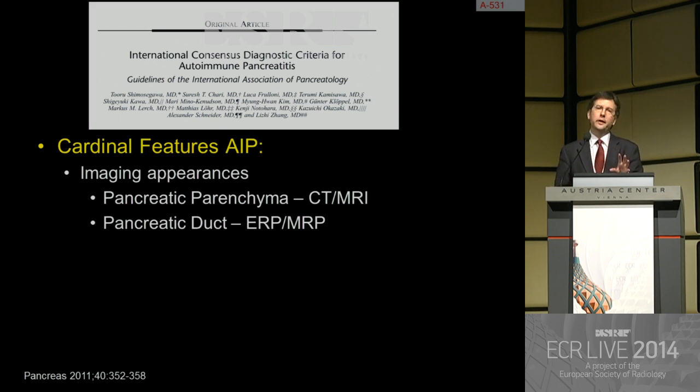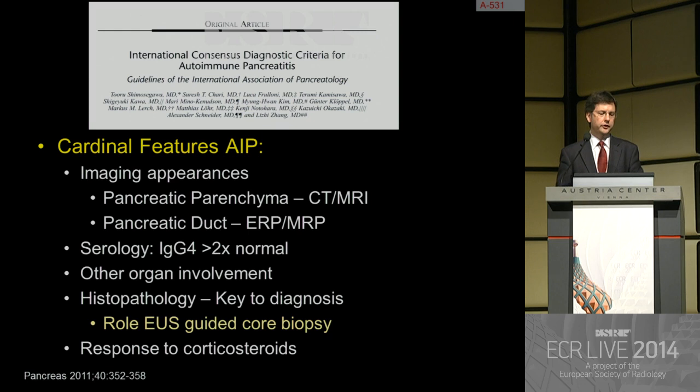But very importantly, it's not in every case that we can use the imaging features in isolation. We have to put this together with other cardinal features. And for that, we're going to use serology, and that's going to be IgG4 levels and whether they're greater than 2 times normal. Other organ involvement, which I said in type 1 disease, IgG4-RD disease, is very common, up to 90% of patients.